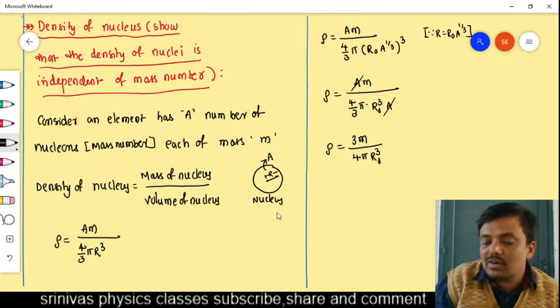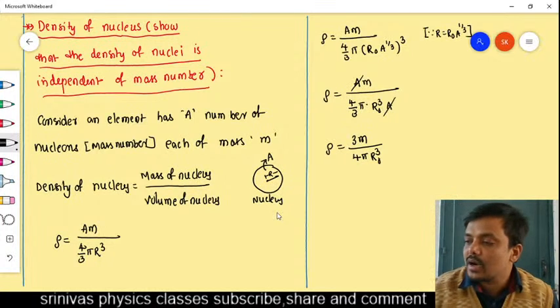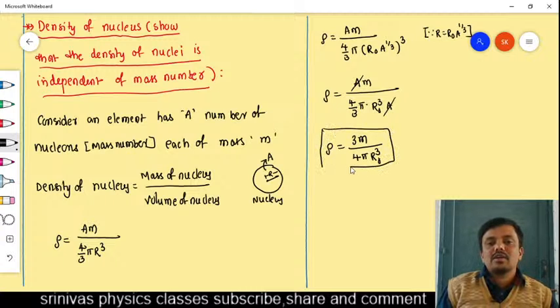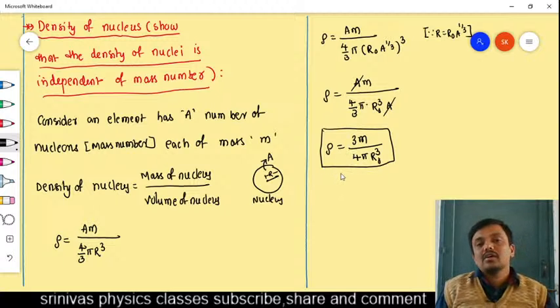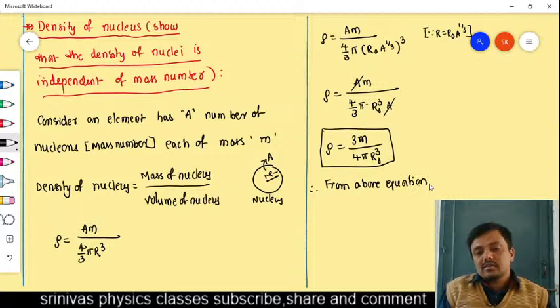From this formula, we say that the density of the nucleus is independent of mass number. This is the formula to find the density of certain nuclei, whatever it may be: hydrogen, helium, lithium, beryllium, boron, carbon, nitrogen, whatever it may be. For all the nucleons, this is the formula for the density of the nucleus. And from the above equation, what can we write?